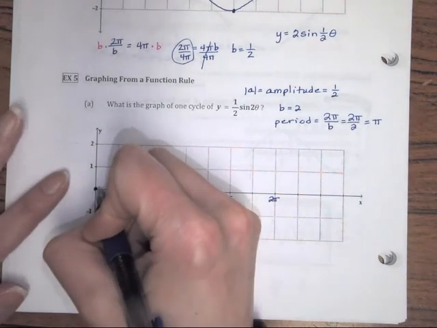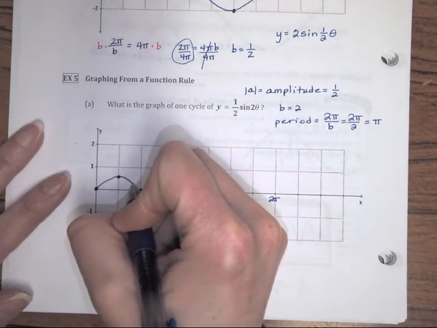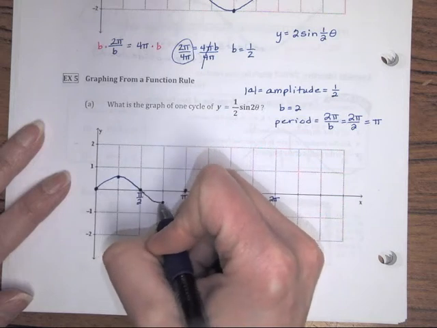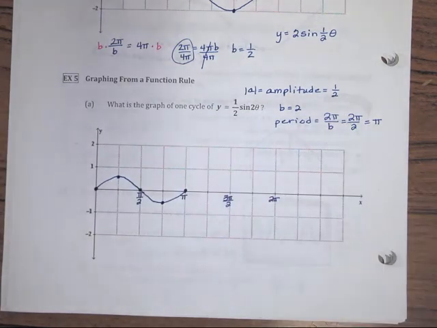In between these 2 points, it's going to hit an amplitude of 1/2, which is right there. In between these 2 points, it's going to hit an amplitude of 1/2, so down here at -1/2, right there. And we just drew a sine curve from an equation with only knowing the amplitude and the B value, which gave us the period.